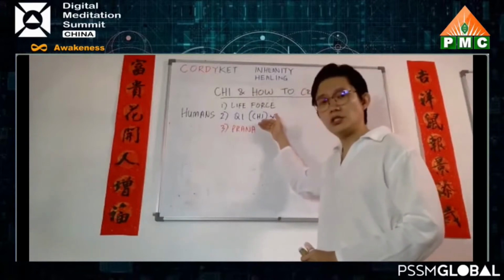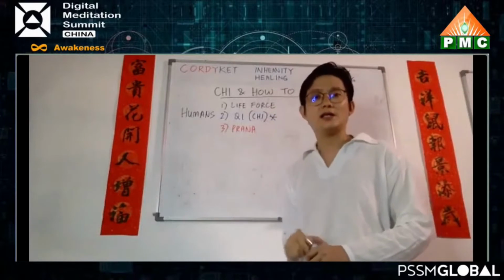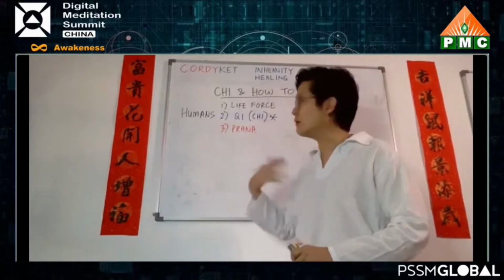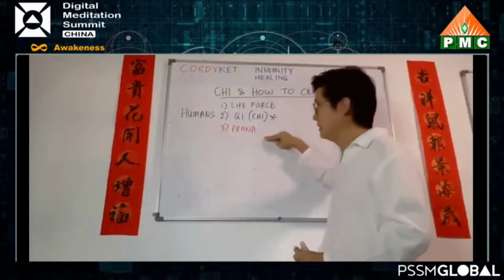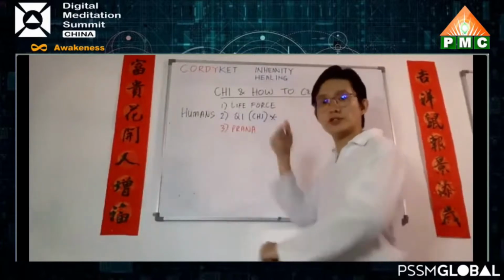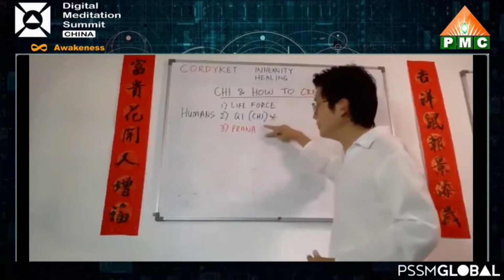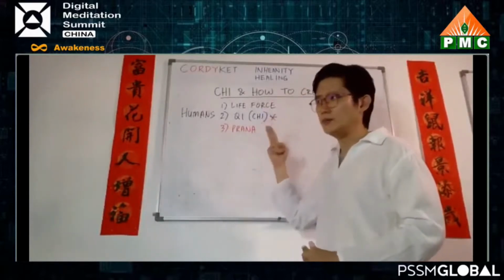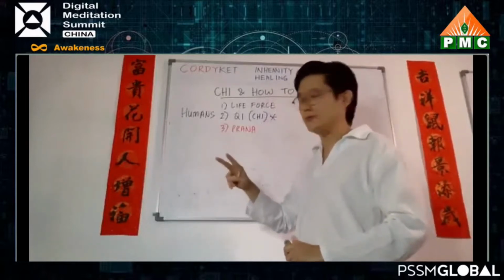So Qi is the energy that flows in this other energy system, right? In our body, we have 2 energy systems, the Qi system and the Prana system. The life force is a cellular energy. As long as you have cells, you have life force. So the Qi system and the Prana system can be independent, but they support each other, okay?